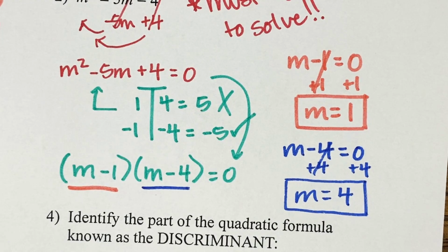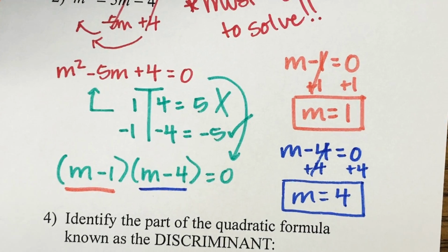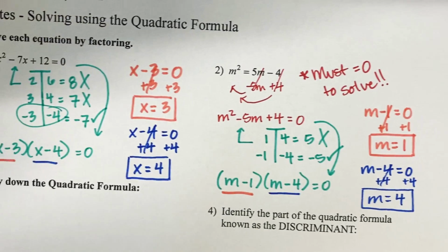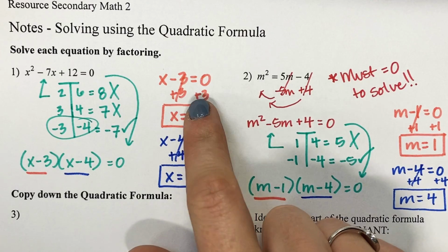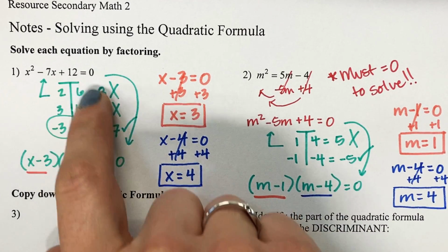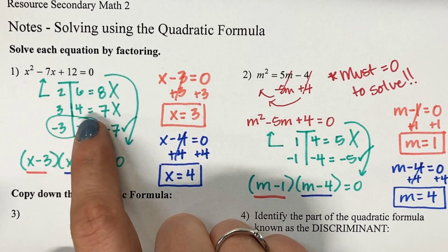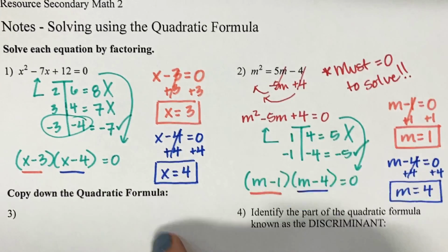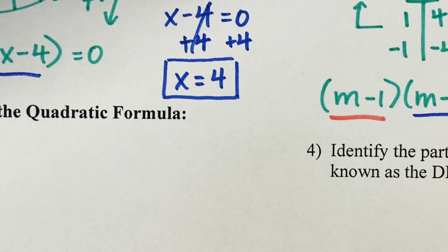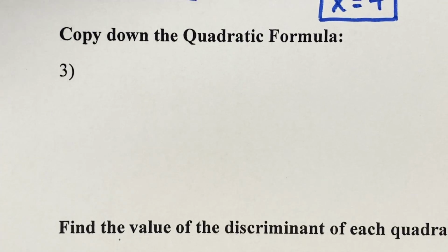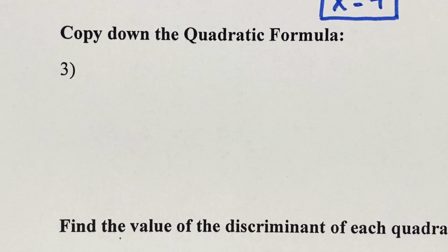Okay, so on numbers 1 and 2, we were solving quadratic equations by factoring them. But factoring isn't always going to work. There will be some equations where you simply cannot factor it. And that is where the quadratic formula comes in. So for number 3, it's asking us to just simply copy down the quadratic formula.